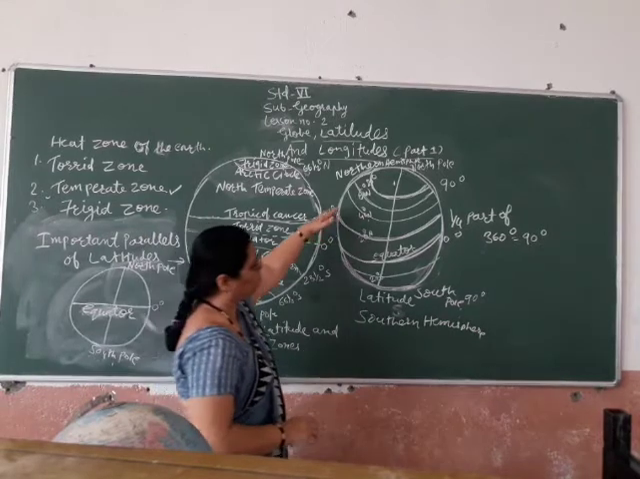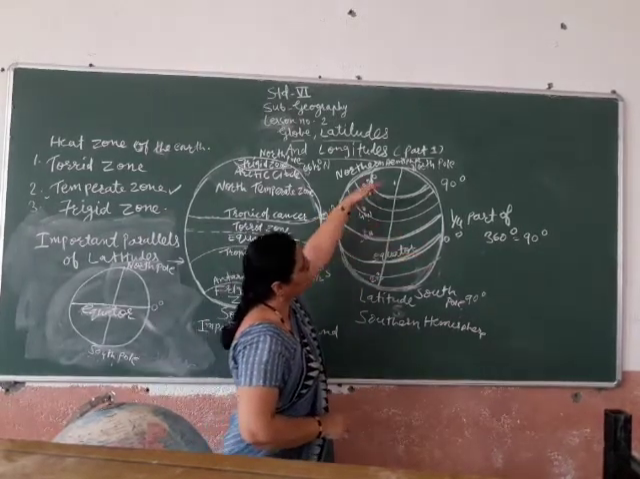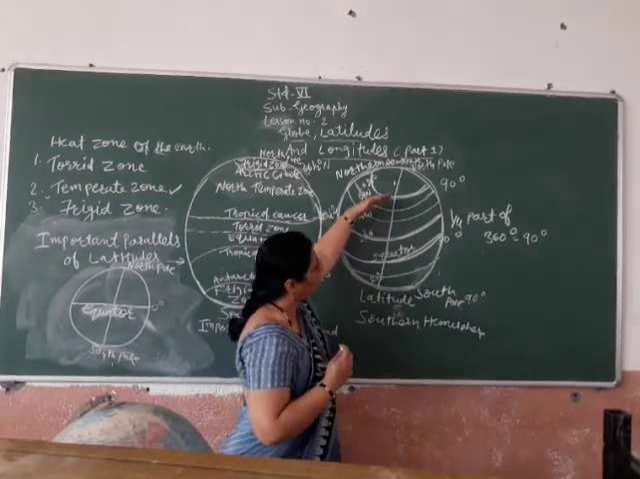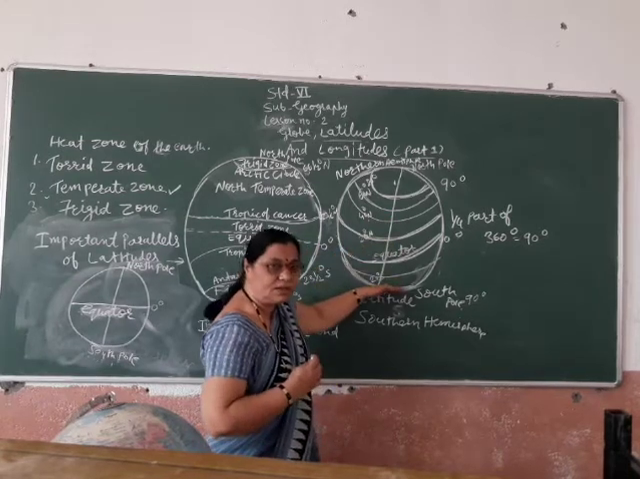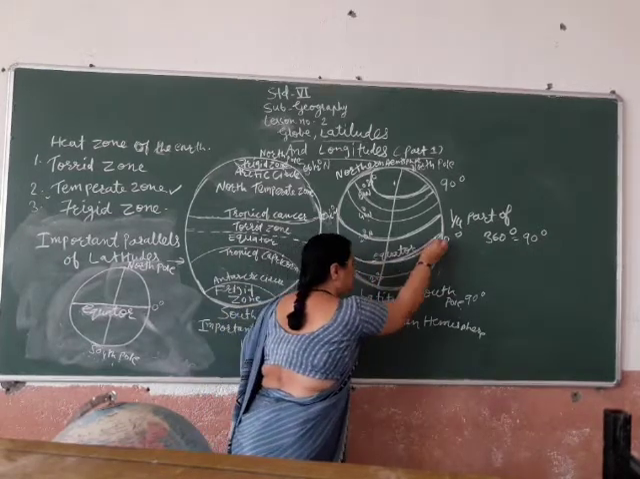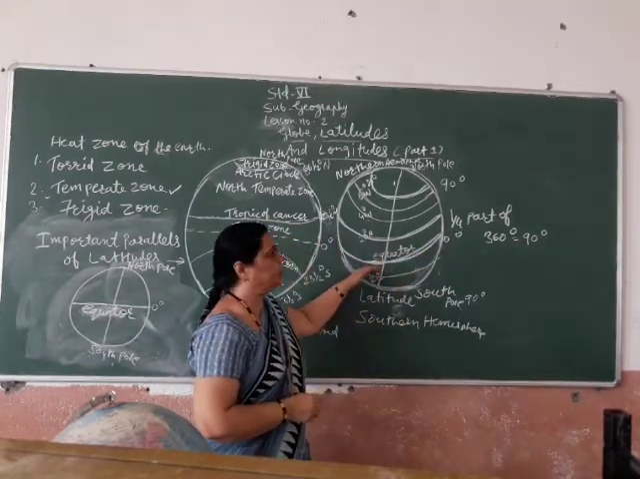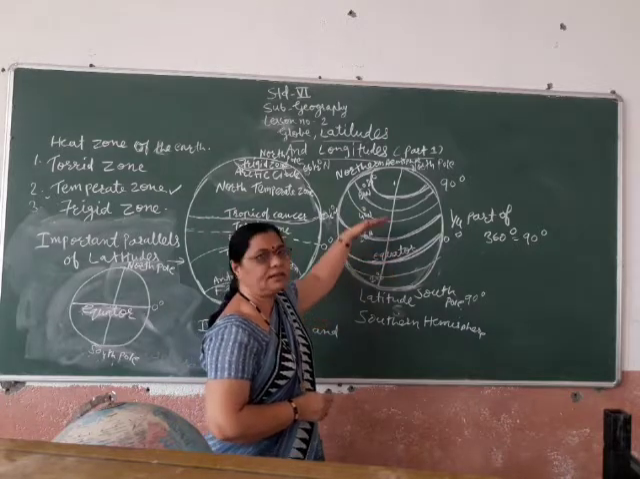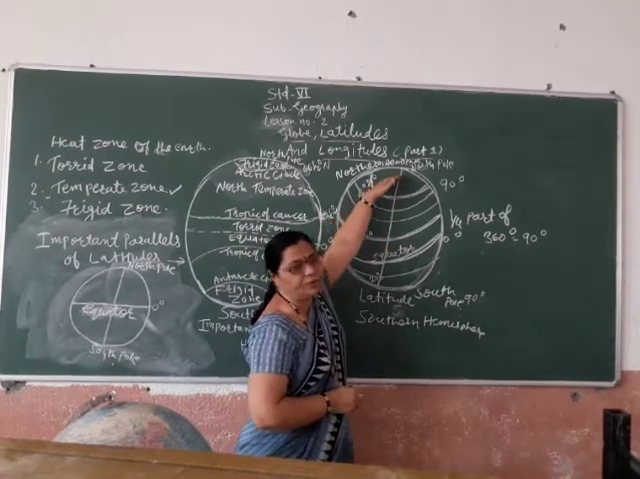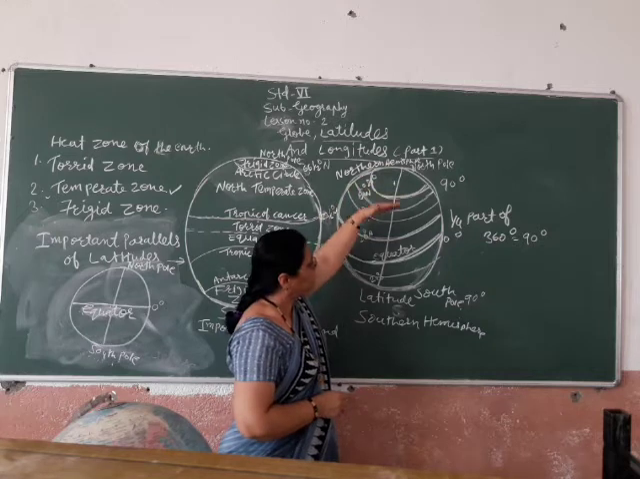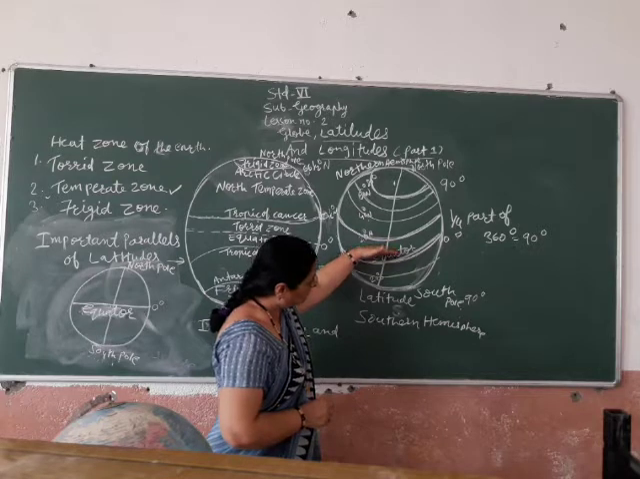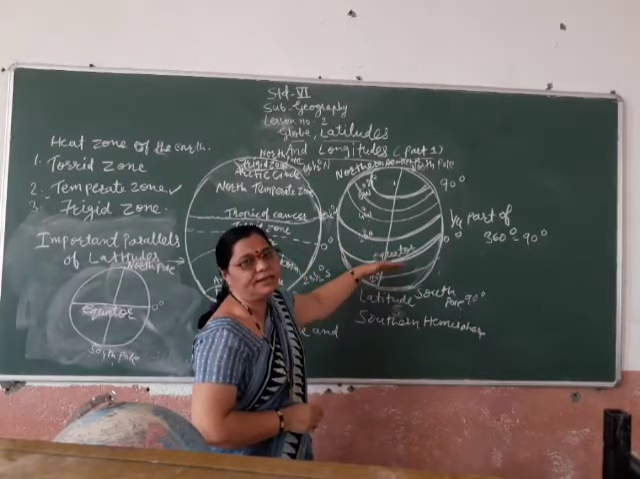Some parallels of latitude are there from the equator towards the North Pole. That is called the North latitude. And from the equator to the South Pole, the circular lines are the South latitude. Understood? The latitudes from the equator to the North Pole are the North latitude, and those from the equator to the South Pole are the South latitude.